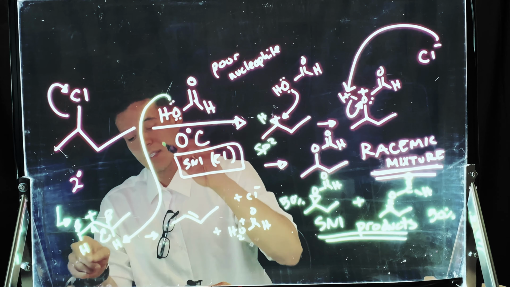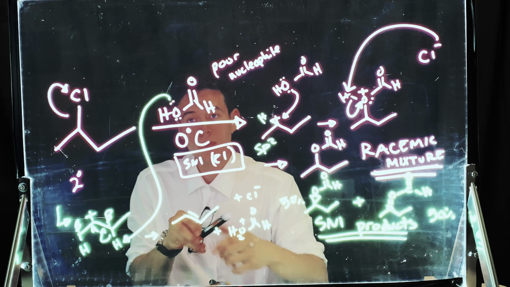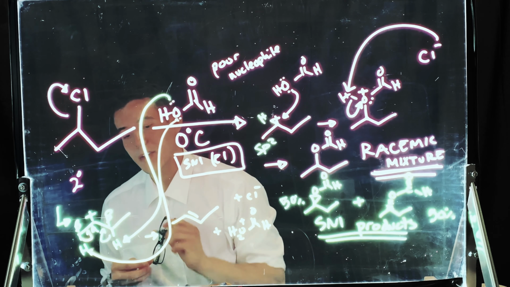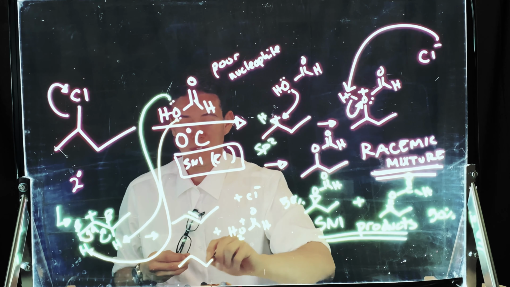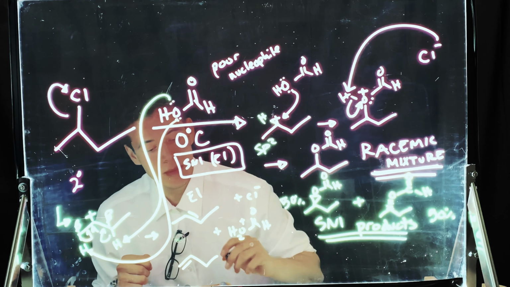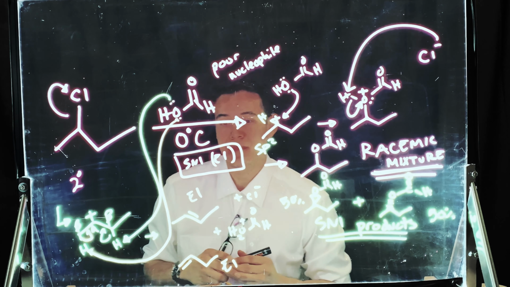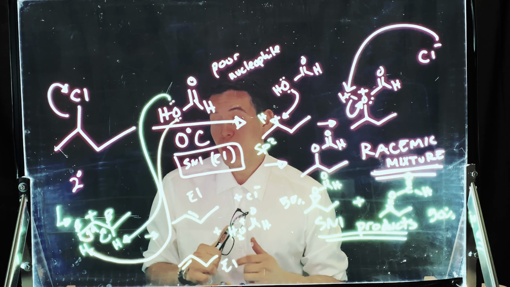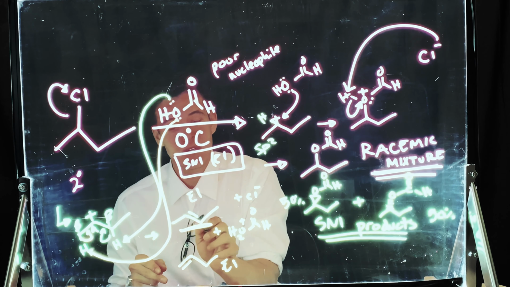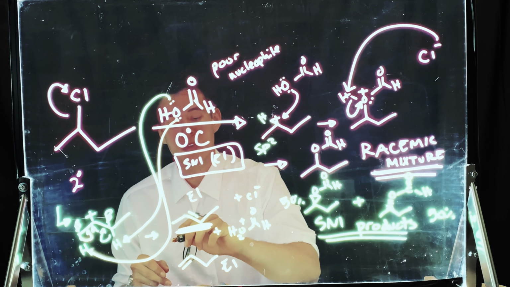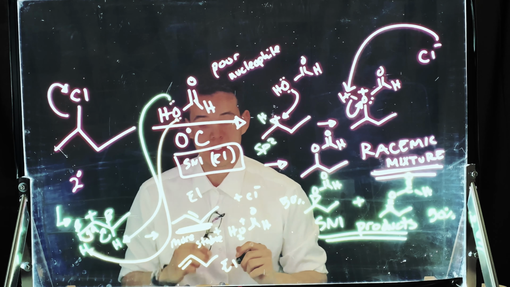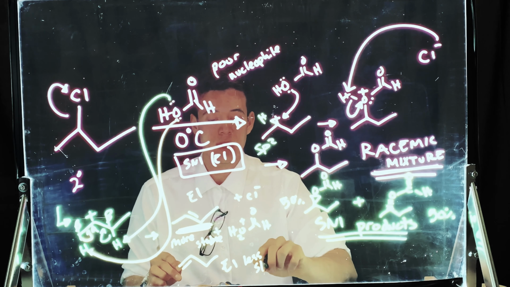Or I could have had it attack from this side and formed a double bond here. So I also could have gotten this. Okay, so this is going to be our E1 products. We'll go into which one would be more favorable in future videos, but for now we can say out of our E1 products that this one is going to be our more stable E1, and this is our less stable E1.